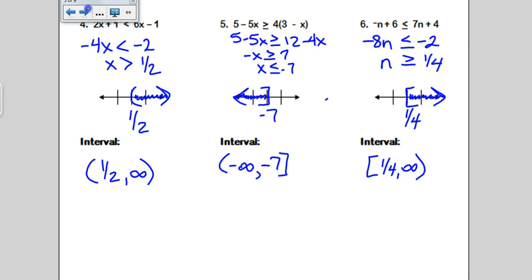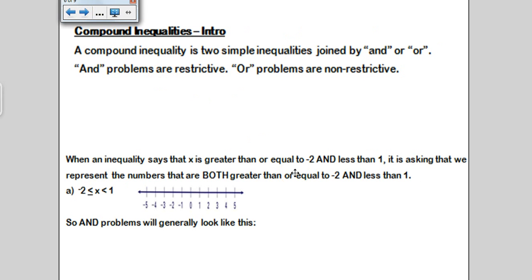Moving on. Compound inequalities. So we have keywords here. If you have an and or an or, you're going to see a different type of problem. An and is a really restrictive problem. And means that both situations have to be true.